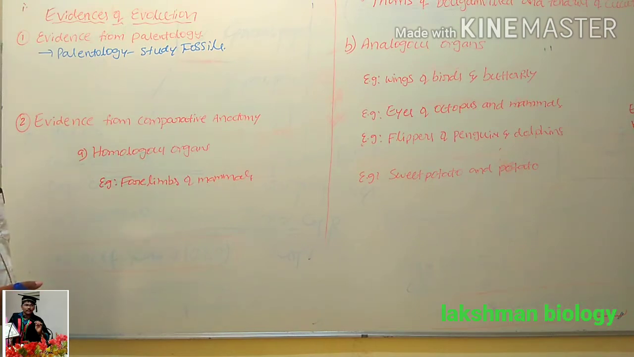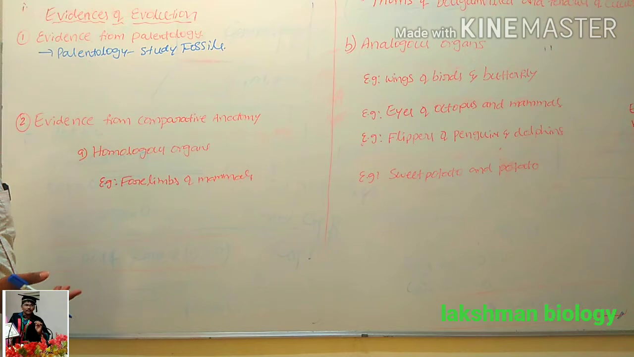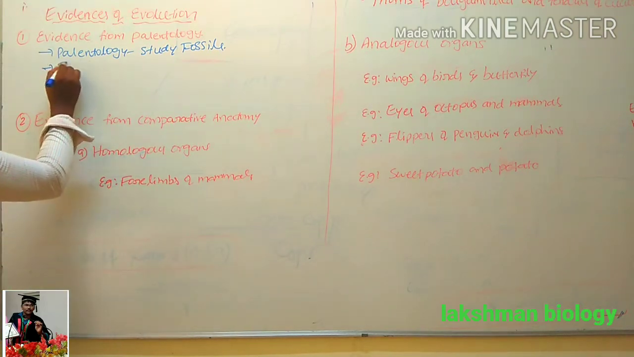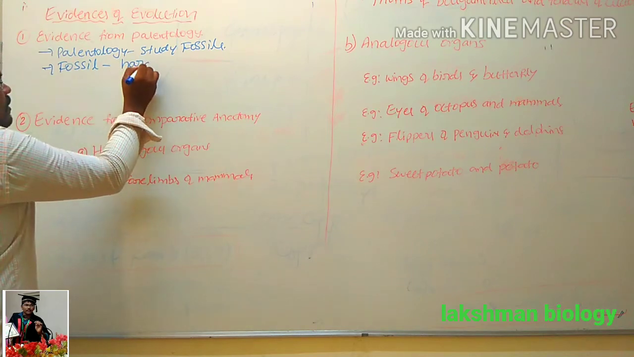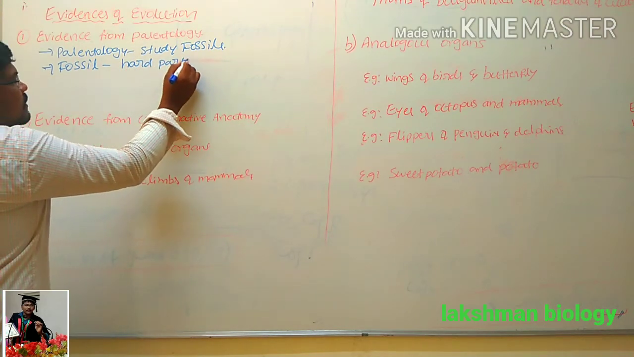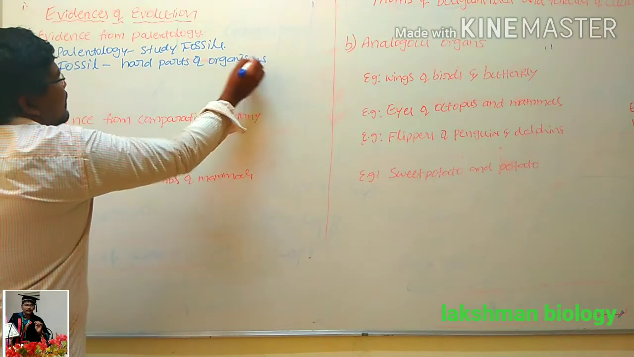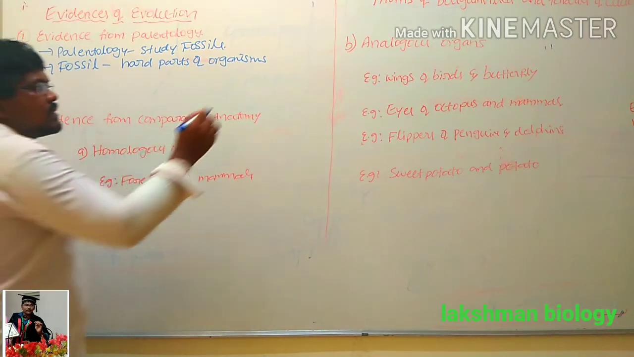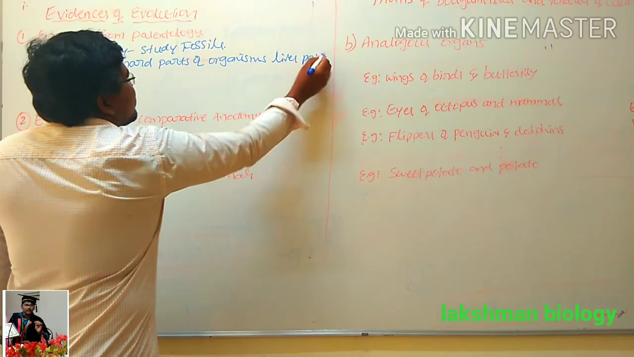In the evidence from paleontology, by using the fossils, we can get information related to evolution. Here, study of fossils is called paleontology. What are fossils? Fossil means hard parts of organisms which lived in the past. Not present, past.